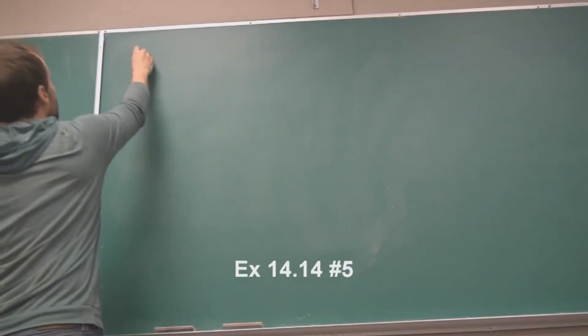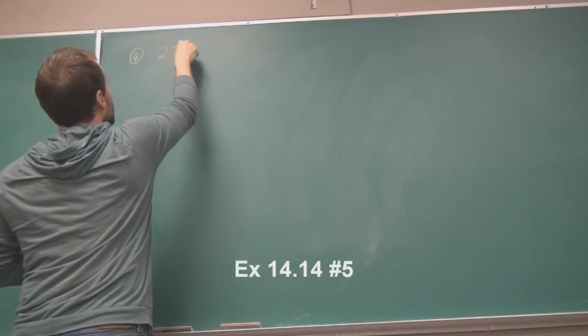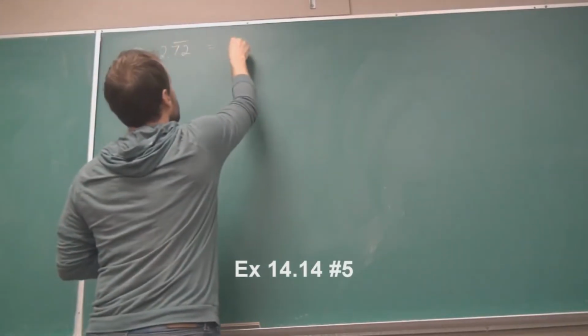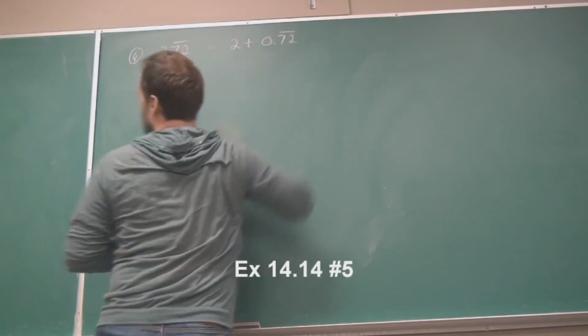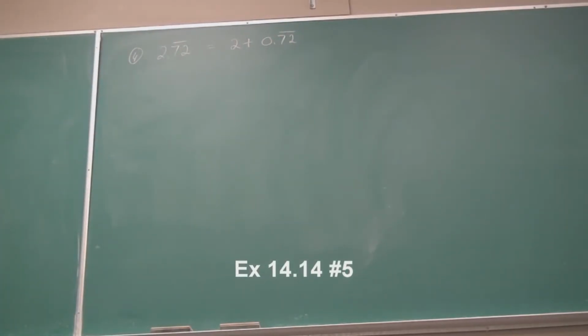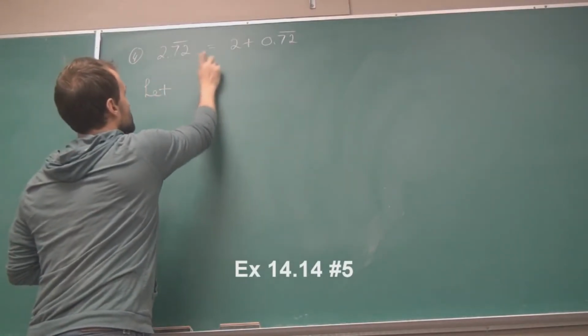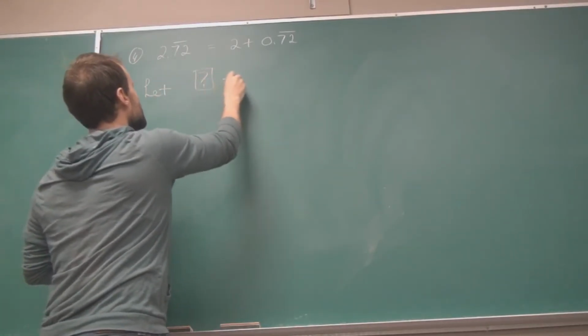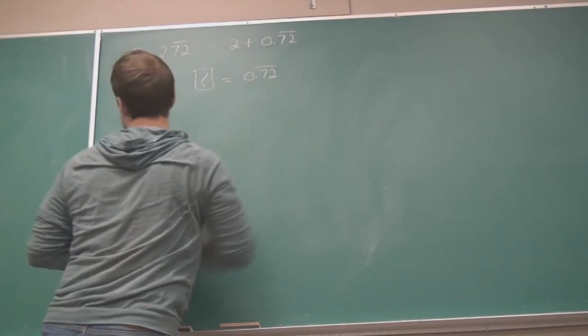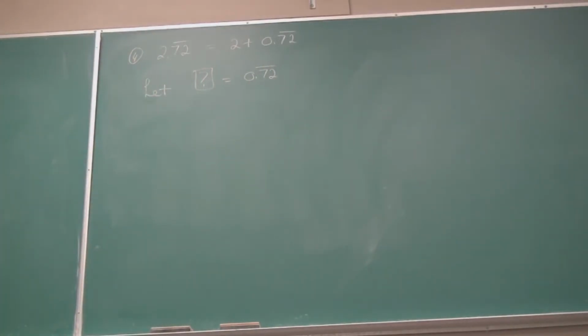2.72 repeating. Same thing here. 2 plus, really the challenge is finding that fraction portion, not the whole number portion of the mixed number. That's not the problem. It's the other one. And now it's a repeating decimal. So my method is very similar, in that I'm going to try to find out that question mark that represents the same quantity. Problem is it's not a terminating decimal.